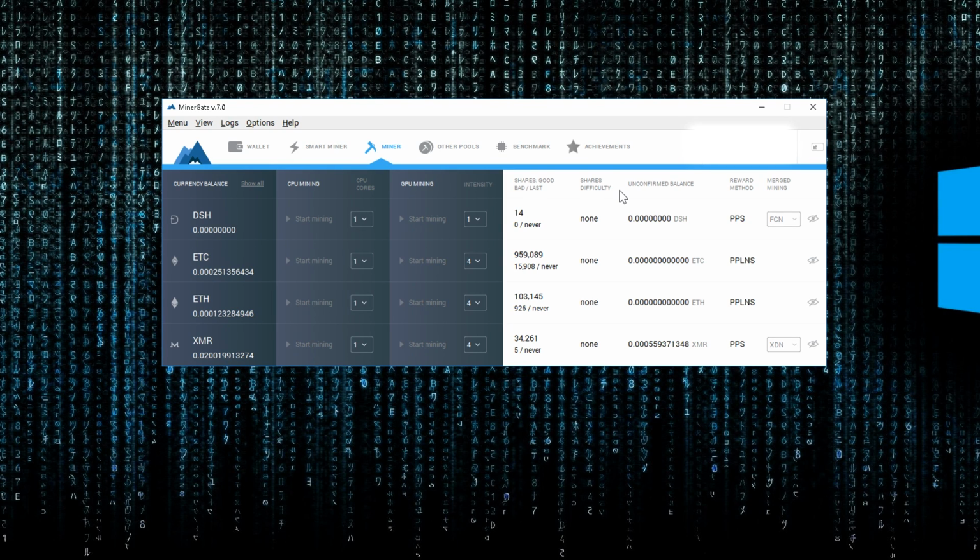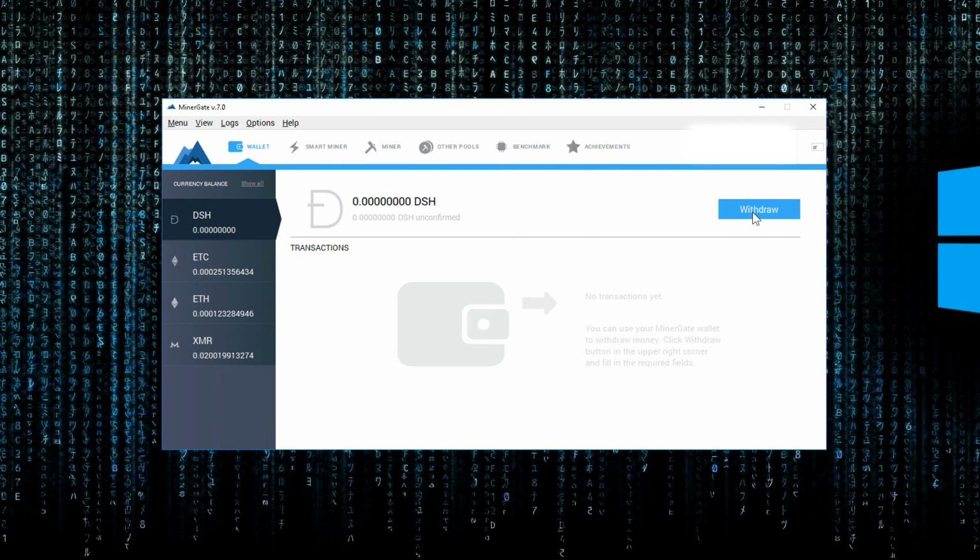Shares difficulty will be the difficulty of the shares at the moment. This will change. If a lot of people are mining and the difficulty goes up, this number goes up as well. Unconfirmed balance, you guys know what that is. Once you have gotten a couple good shares, it will go to unconfirmed. Once it hits a certain threshold in the unconfirmed balance, it will go here to your currency balance, which then you will be able to withdraw.